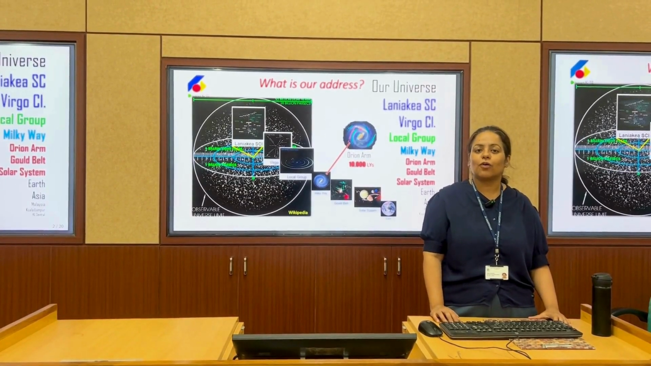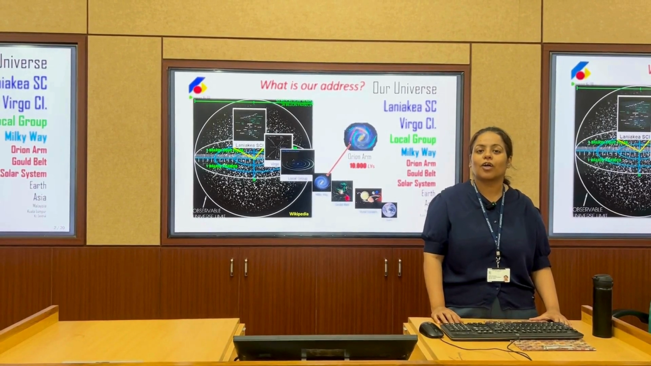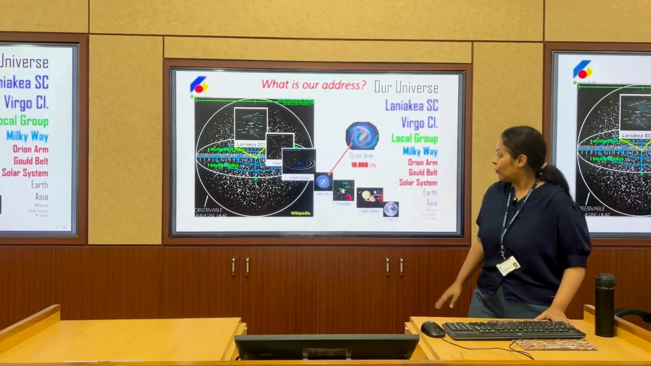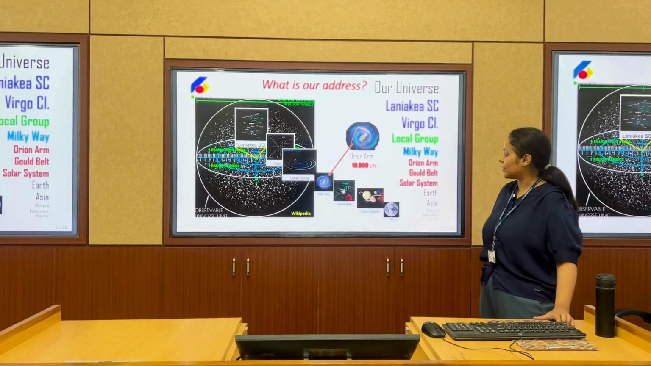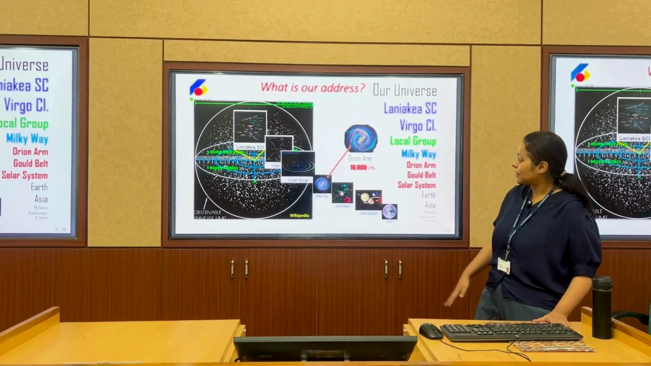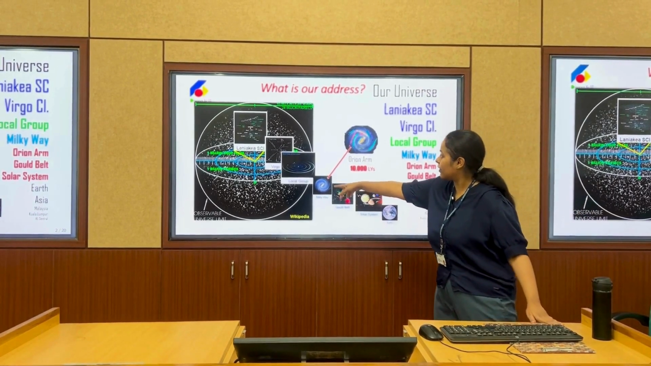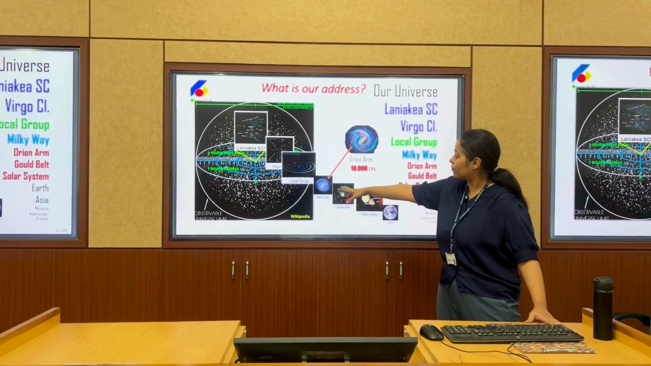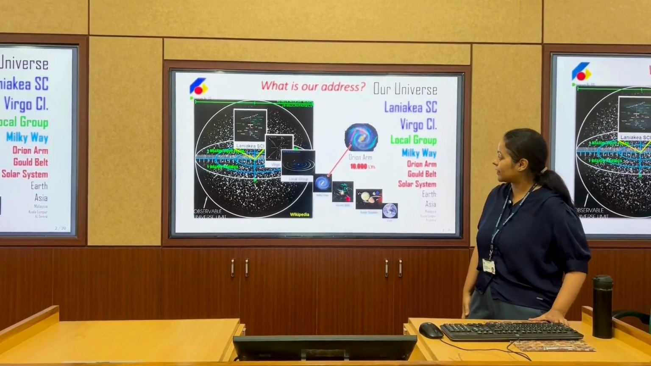First, let us know our full address, our cosmic address. We are part of the solar system. That solar system is part of the Gold Belt. That belt is somewhere here, and this is our place in the Milky Way, our galaxy.